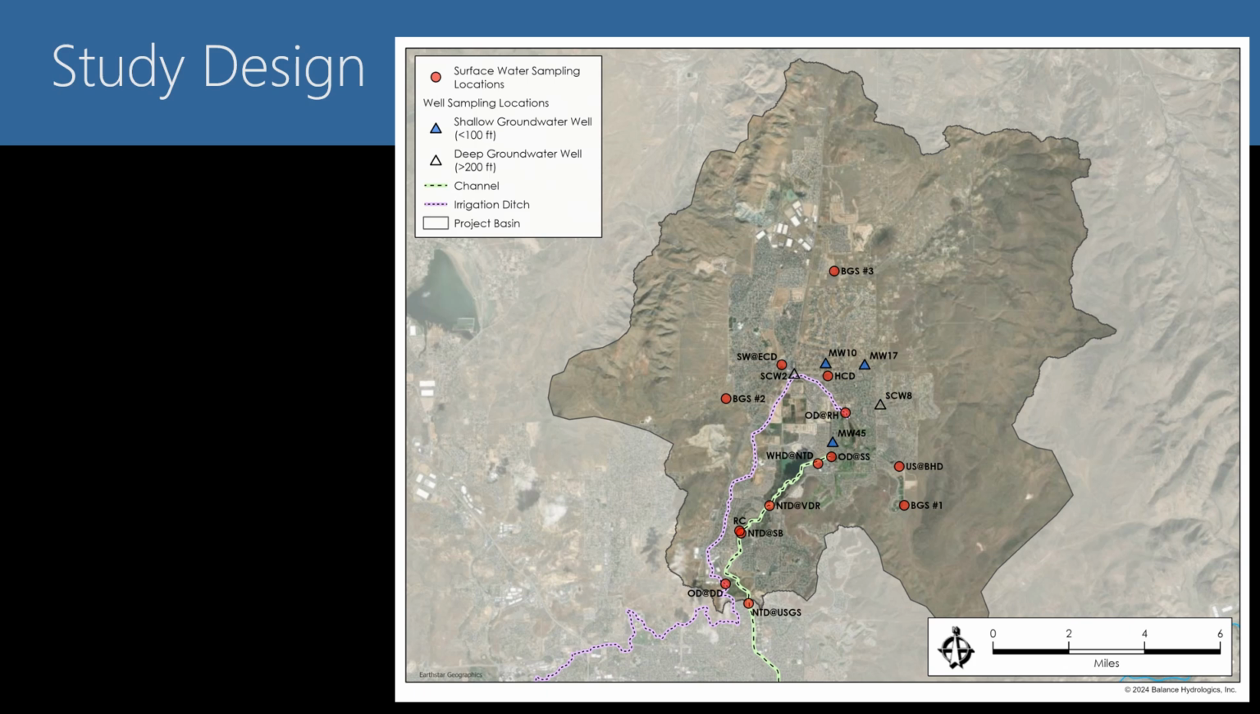The sampling locations for surface and groundwater are shown in the basin with an aerial overlay on this map. Three locations were chosen to characterize background samples, identified here as BGS. Those are locations upstream from urbanization, representing undisturbed or open space within the basin. Samples were also collected from imported waters from the irrigation ditch, imported waters from the river, the drainage channel that exported waters from the basin, and again, shallow and deep groundwater.